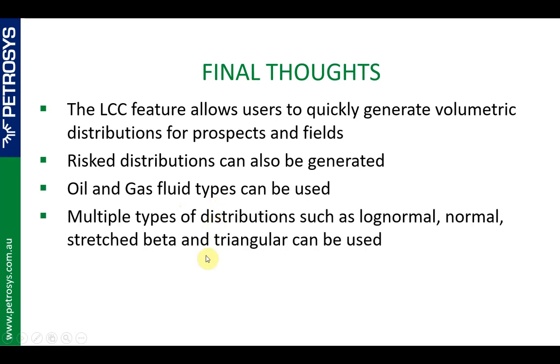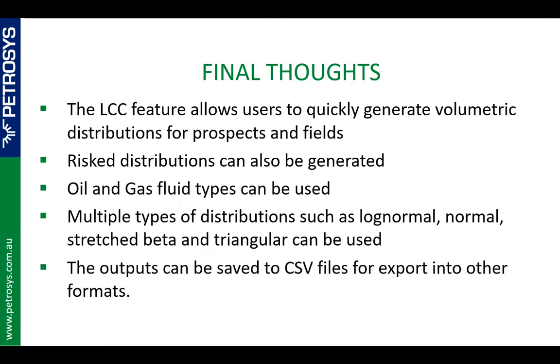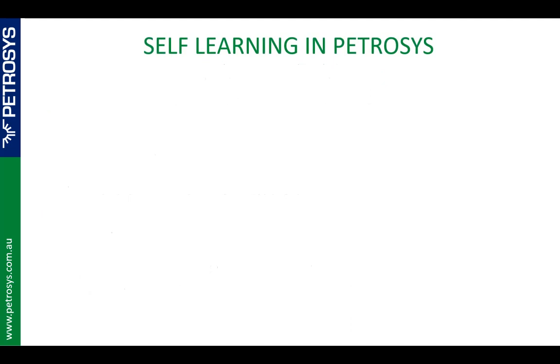And we have multiple types of distributions such as log normal, normal, stretch beta, and triangular that can all be used. And we can use those on the input values, and also once we're into PRC we can select which distribution type we want to use for each of our inputs. And we can then output those to a CSV file which we can export into other formats and other tools that we need to use.